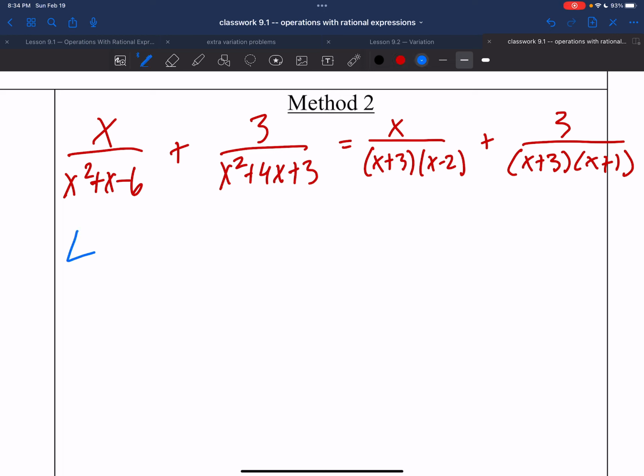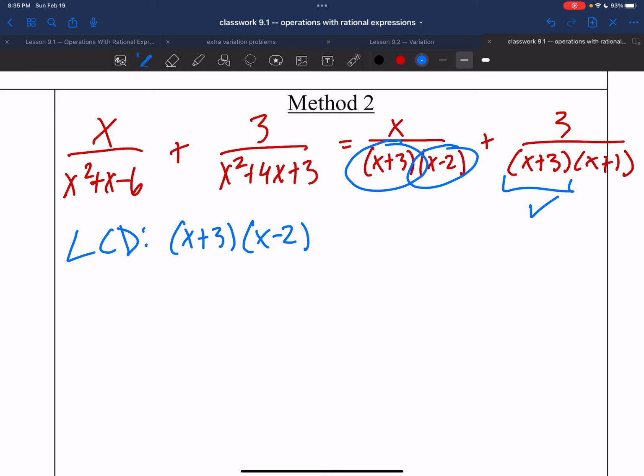So my least common denominator is just every denominator I need. Well, I need a factor of x plus 3. So I say a factor of x plus 3. I need a factor of x minus 2. And now this x plus 3, if I move to the next denominator, my LCD already has this, right? Because it has x plus 3 as a factor. So it doesn't need it again. It already contains that factor, but it does need x plus 1 because that's not currently present.